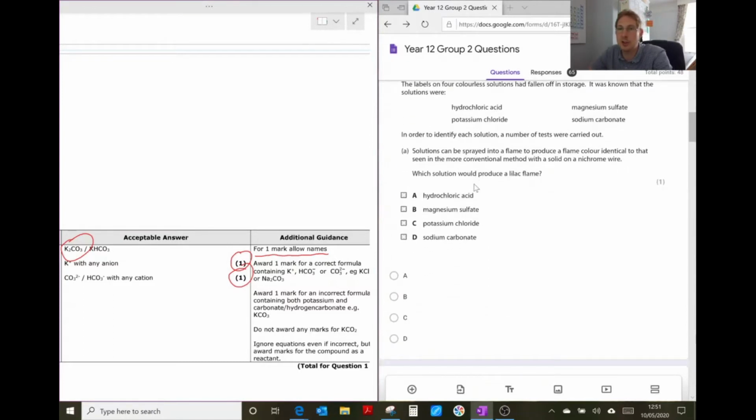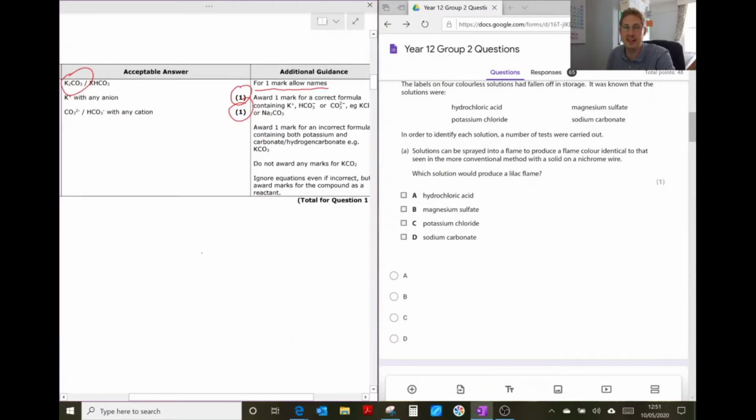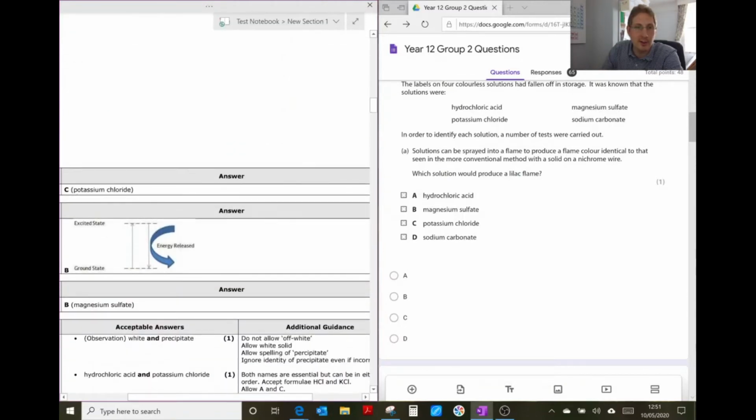The labels on 4 colourless solutions had fallen off in storage. It was known that these solutions were this, which would produce a lilac flame. You know from GCSE that's something with potassium. So that would be C, potassium chloride there.